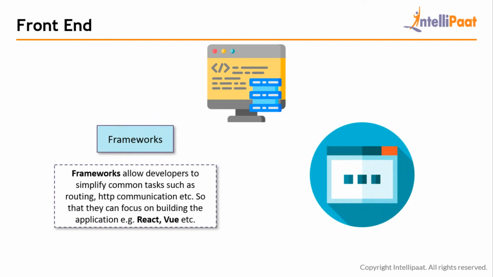Then there are frameworks. Now, a framework can be thought of as a piece of code that allows you to skip over commonly done tasks. So when you're building a web application, especially modern web applications, you need to take care of certain things like users' browsing history. You need to take care of how the user is navigating. When he presses the back button of your application, where is he going to be routed to?